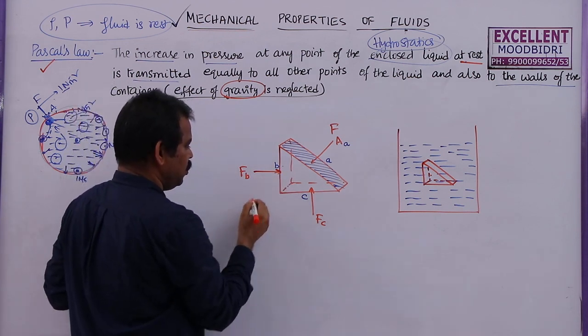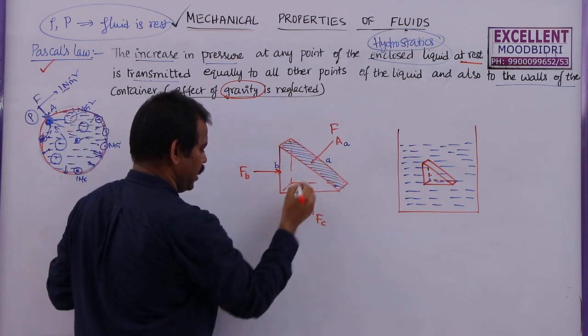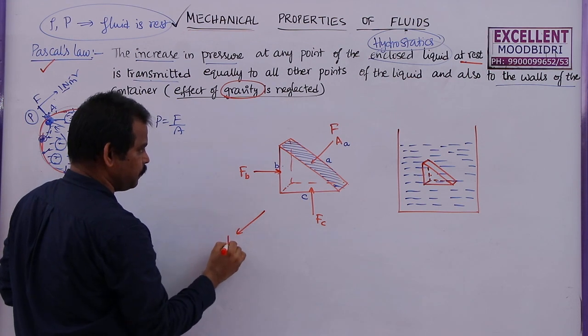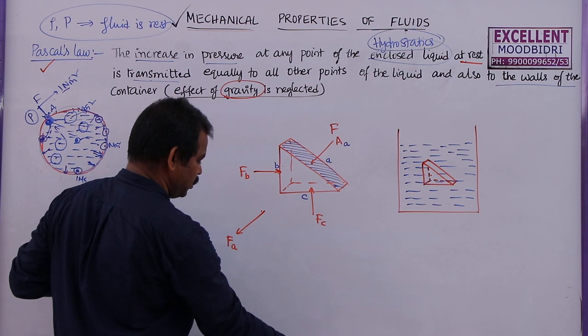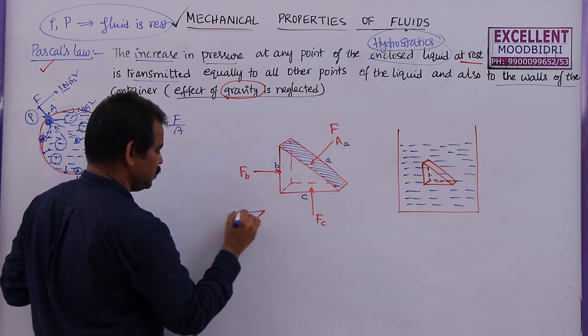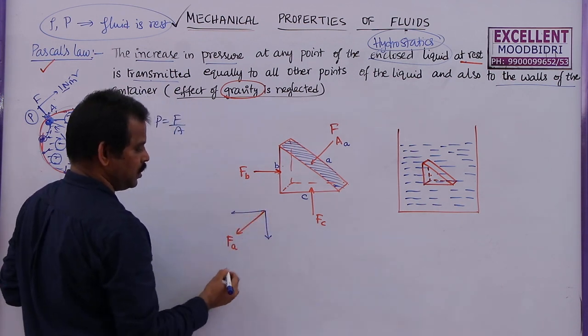Now here, we know that the force at point A, F_A, can be resolved into two components like this, horizontal and vertical.